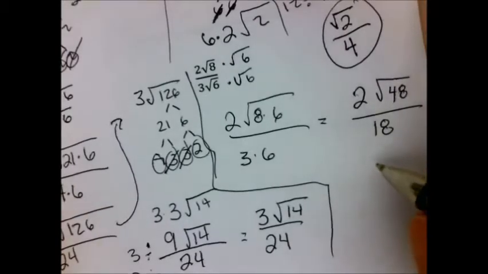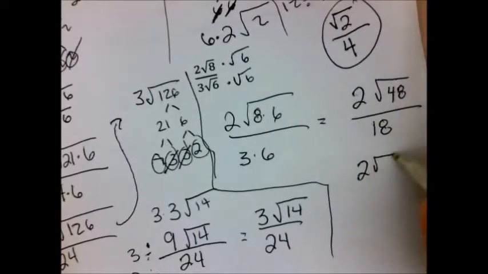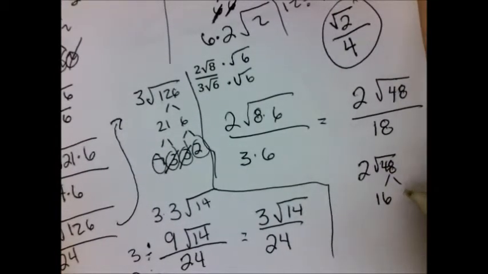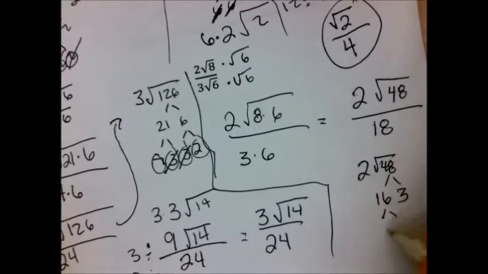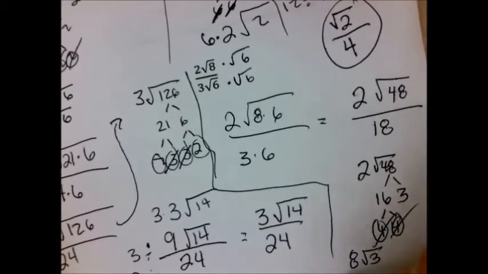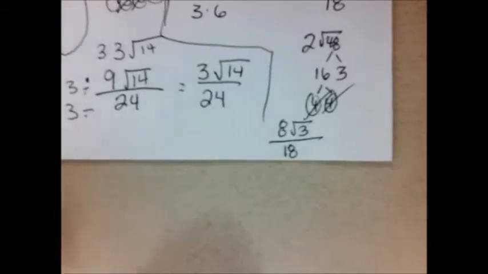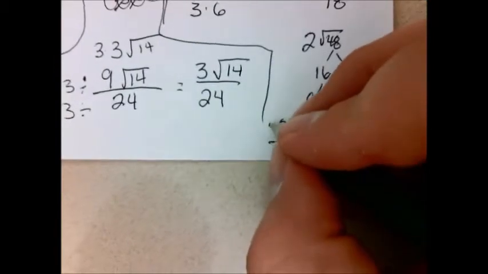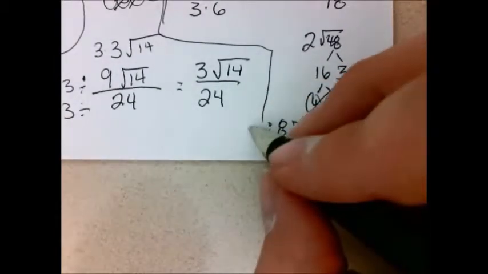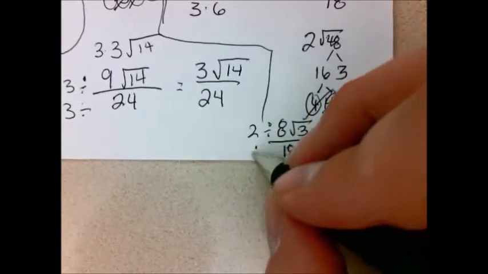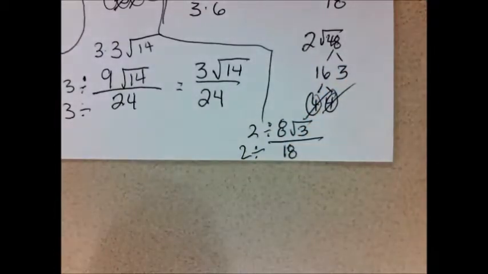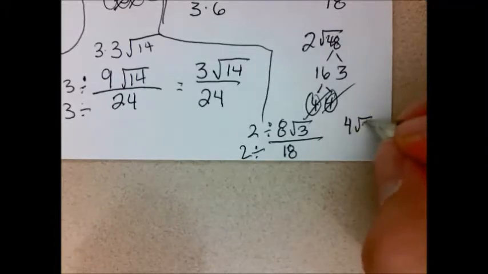Next step would be to reduce 2 square root of 48. It breaks down into 16 and 3. 16 breaks down into 4 and 4. We can bring out the pair of 4s. So it becomes 8 square root 3 all over 18. So remember, you don't have to write this part down if you don't want to. The bottom can be divided by 2. So it becomes 4 square root 3 over 9.